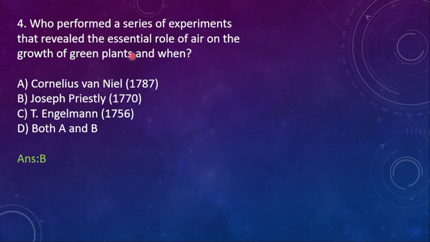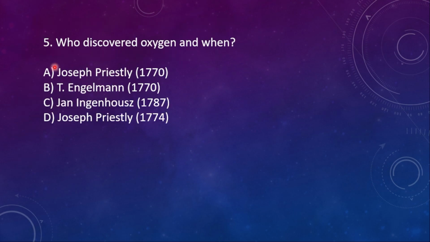Role of air is explained by whom? Priestley. Fifth one, who discovered oxygen and when? Option A, Joseph Priestley, B, Engelmann, C, Jan Ingenhousz, D, Joseph Priestley. So here the right option is Joseph Priestley in 1774. To get you confused, they gave two different years, so don't get confused there. In 1774, Joseph Priestley discovered oxygen.